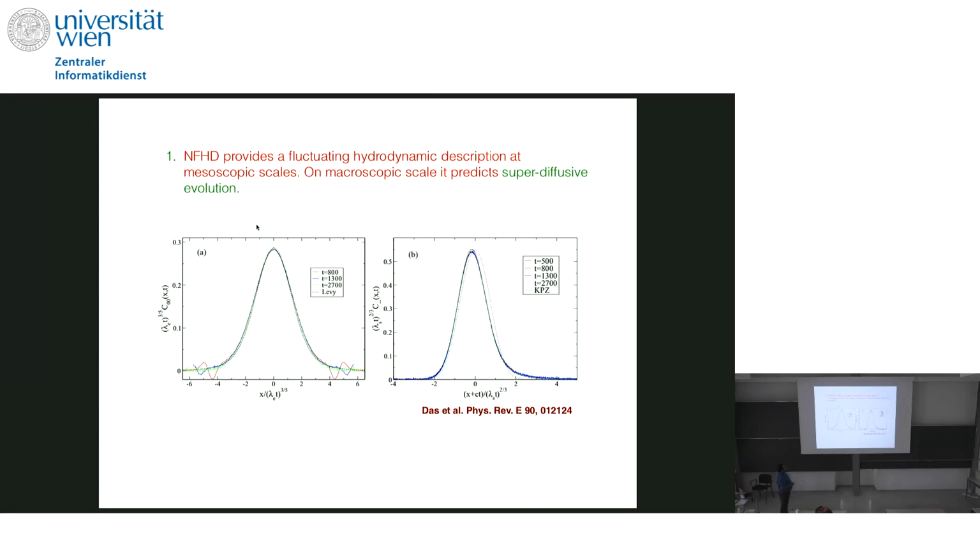Okay, so at macroscopic scale, this theory predicts super-diffusive evolution, which has been observed in numerics. These are the plots that I have taken from a paper by Suman and Abhishek and others.